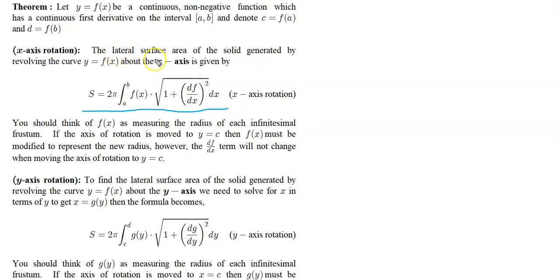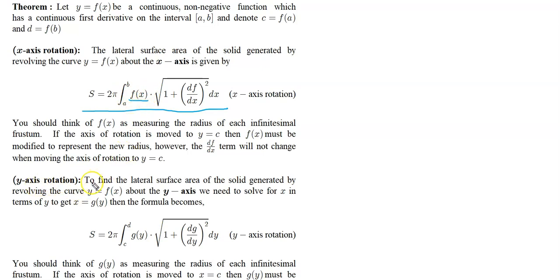Now just note the lateral surface area means that you don't include the surface area of the ends, which oftentimes just form two circles. You're not including the surface area of the ends. And also it's important to note, as we mentioned previously, you should think of this f of x as being the radius of a very thin frustum. And this is what will have to be adjusted if you change your axis of rotation. If you move the x-axis of rotation up or down, you'll have to adjust this f of x term, as we'll see in upcoming examples.